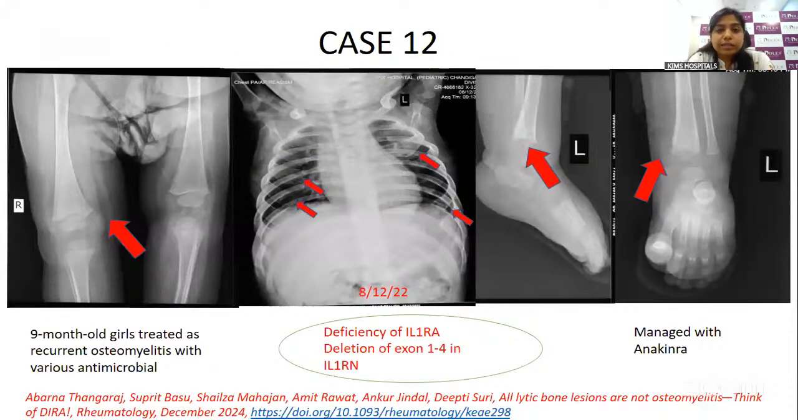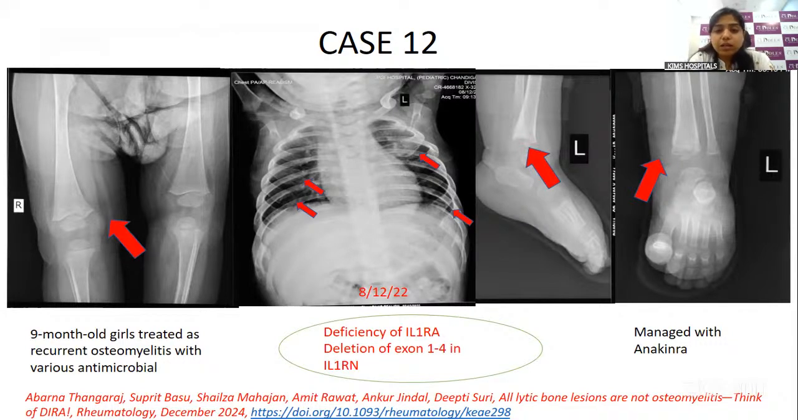So this is the next case. This is a 9-month-old girl who had been managed as recurrent osteomyelitis. Initially, it involved the knee joint, and the child received multiple antimicrobials. Later, we found that the child also had bony involvement in a lot of other joints, including the ankle joint, and even on X-ray, the ends of the ribs were distorted.